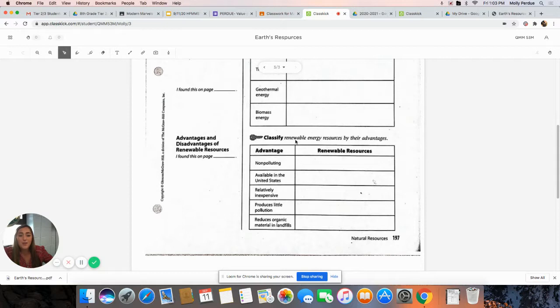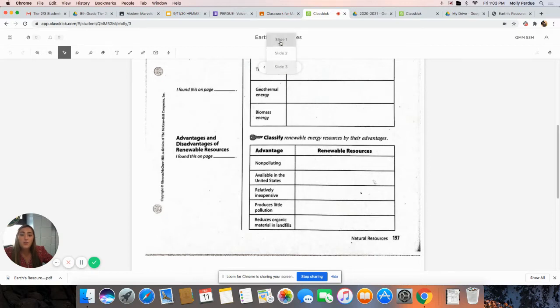Next, we're going to classify renewable energy resources by their advantages. So advantages is non-polluting, and you're going to match up what renewable energy source that goes to. Available in the United States, relatively inexpensive, produces little pollution, and reduces organic material in landfills. So you're going to take all of these and match them up to a renewable resource.